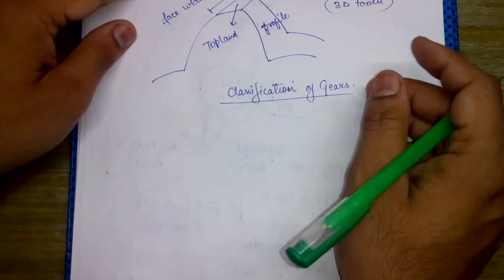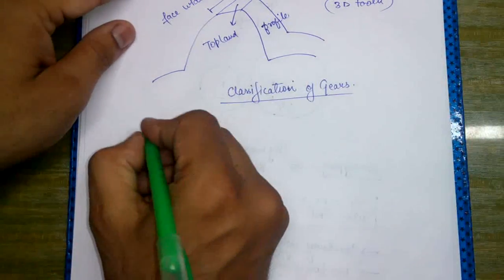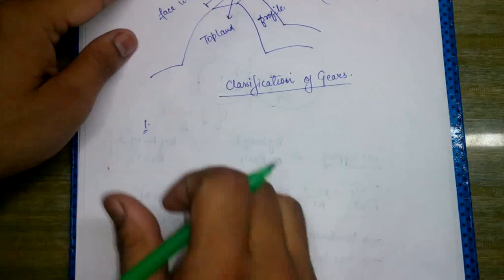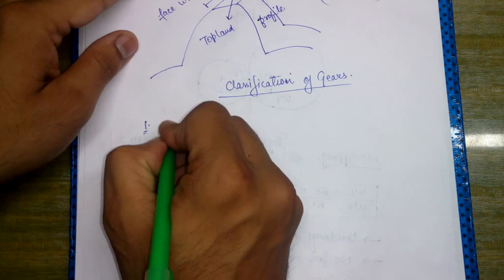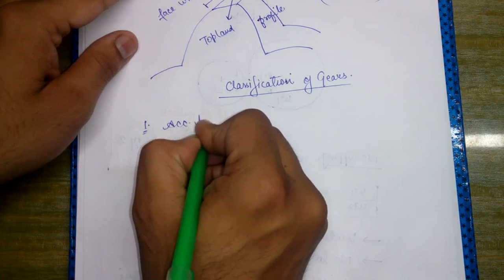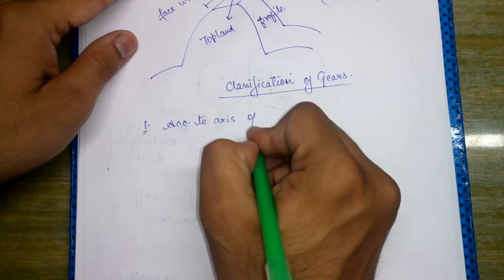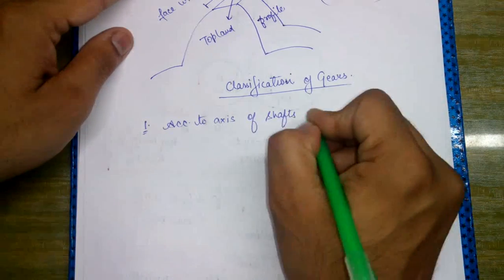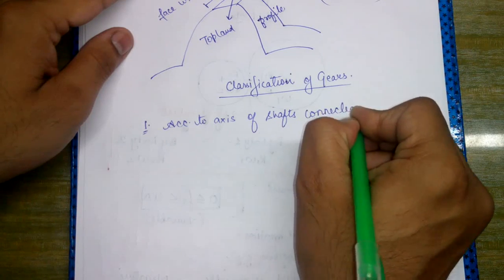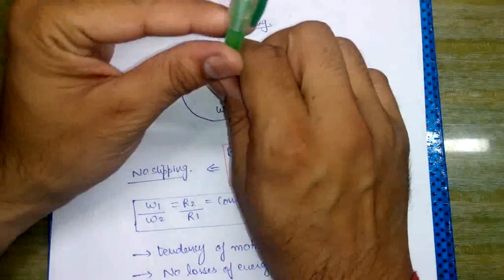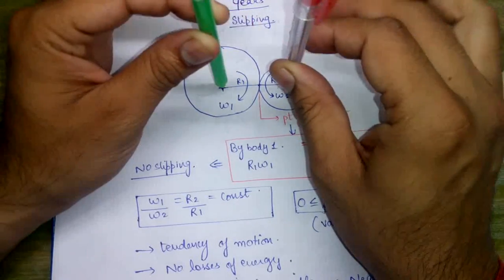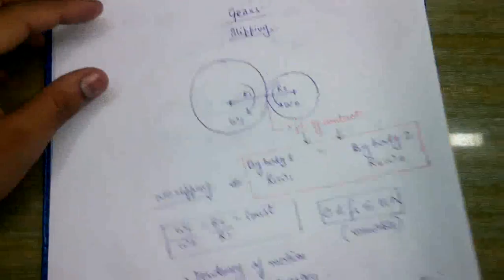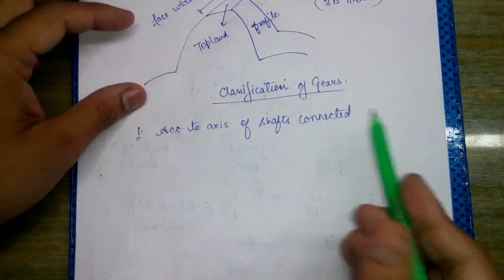Now the classification of gears is done according to the following criteria. The first criterion is according to the axis of shafts connected. Actually, in this diagram there will be a shaft corresponding to this gear and a shaft corresponding to this gear also.